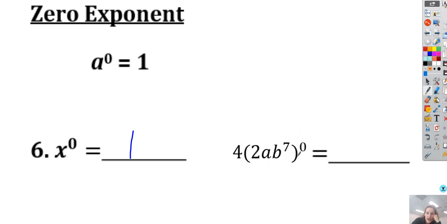On this one, I am raising all of this stuff inside of the parentheses, 2ab to the 7th, all of that is getting raised to the 0 exponent. So even though it's really complicated and crazy, this is just 1. I can't lose the 4, so this is 4 times 1. So the final answer is 4, but all of this stuff that's getting raised to the 0 exponent is just going to turn into 1.